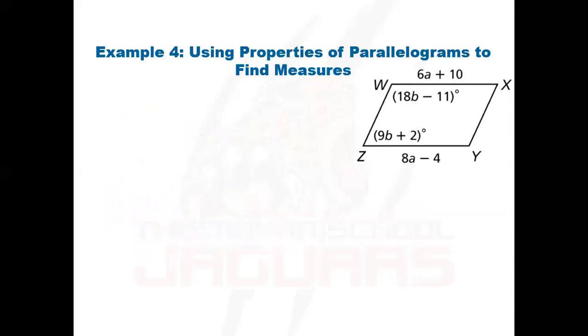Now, let me find the second part with the same figure. Let me find the value of b, and let me find the measure of the angle W. Let me also find the measure of the angle C. So what property can I use in here to find both of these? I can use the property of consecutive angles. And what do we know about consecutive angles?